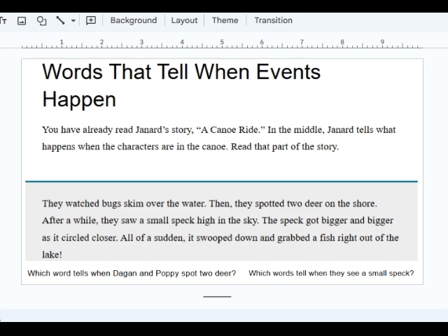In the middle, Gennard tells what happens when the characters are in a canoe. Read that part of the story. They watched bugs skim over the water. Then they spotted 2 deer on the shore. After a while, they saw a small speck high in the sky. The speck got bigger and bigger as it circled closer. All of a sudden, it swooped down and grabbed a fish right out of the lake. So think about which words tell when Dagan and Poppy spot 2 deer, and which words tell when they see a small speck.